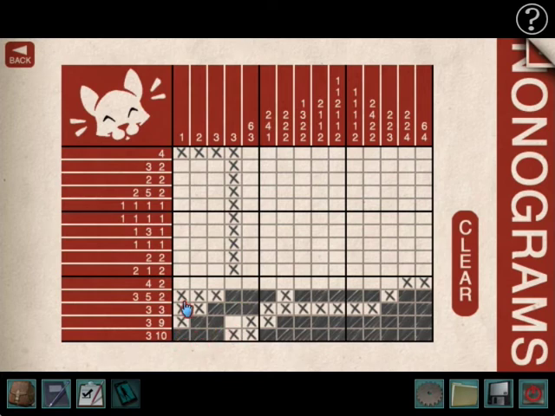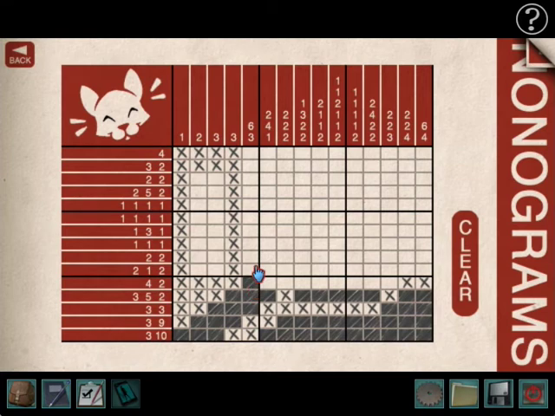So that means that that 1 is now accounted for. We can X everything else out. And this 3 has to go there, which means I can X that out, and I can X these. I'm guessing none of these are filled in, but I don't know for sure. Yeah, I'm just going to leave those like that for now.